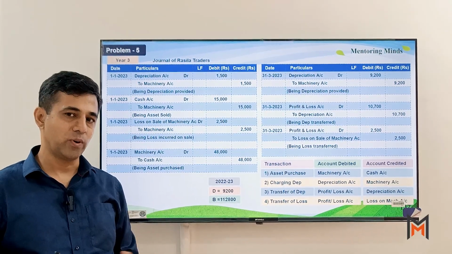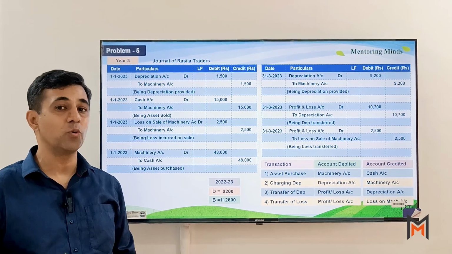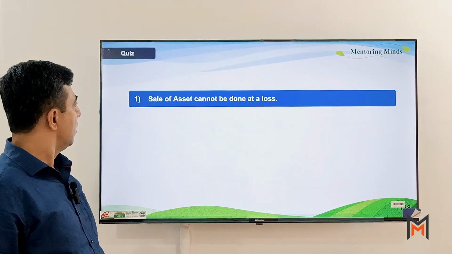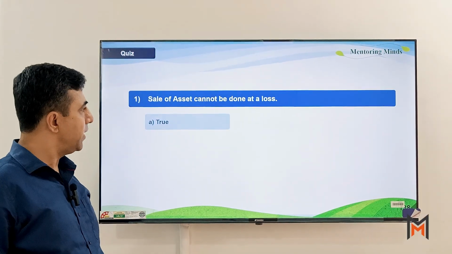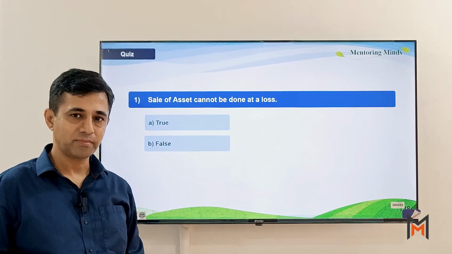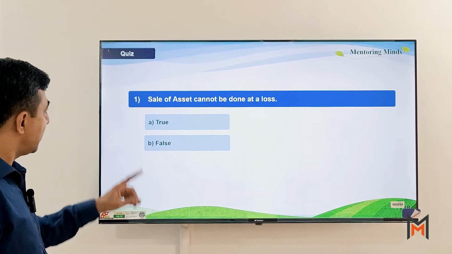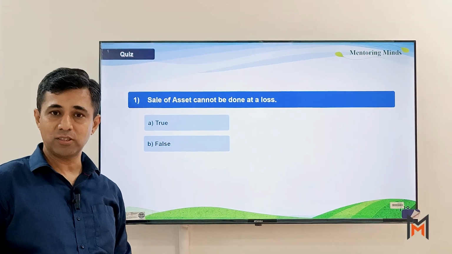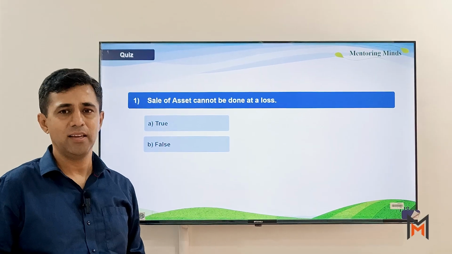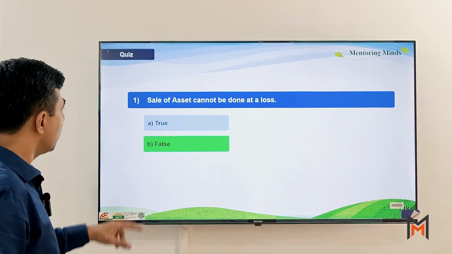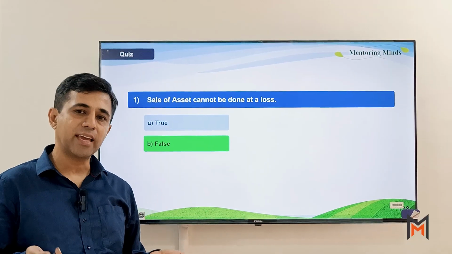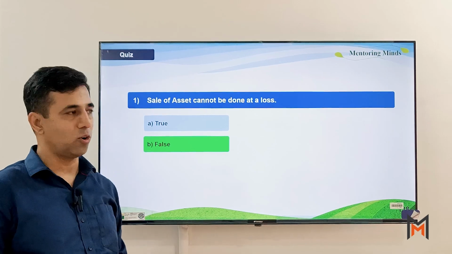Now the last one, let me ask two questions on this topic. So let's see. Sale of asset cannot be done at a loss. Is the statement true or false? सेल ऑफ एसेट कैनॉट बी डन एट अ लॉस. क्या असेट हम लॉस पे बेच नहीं सकते? सर ये तो क्लियर सी बात है. It's a false statement because asset can be sold at profit, it can be sold at loss, it can be sold at no profit no loss.